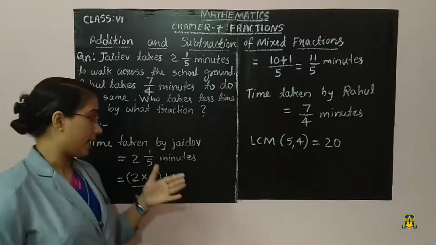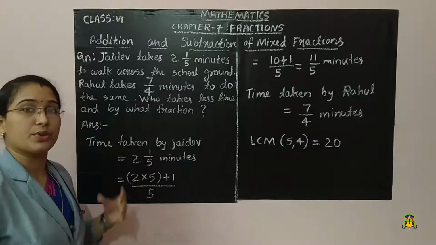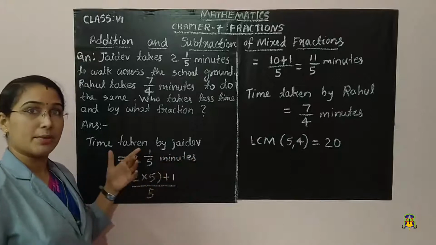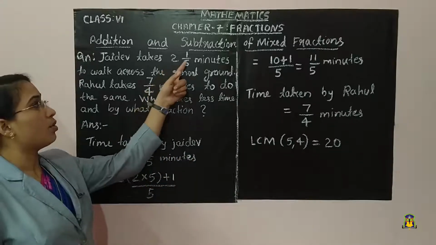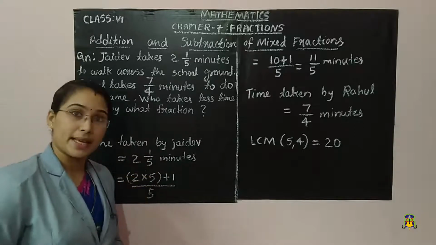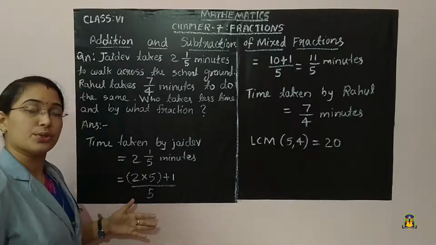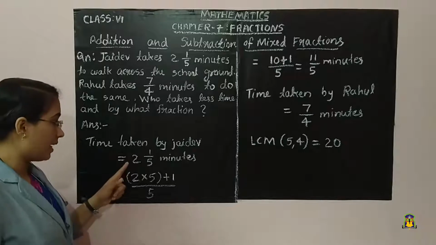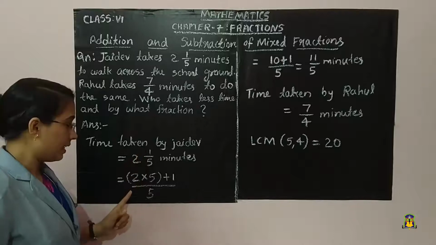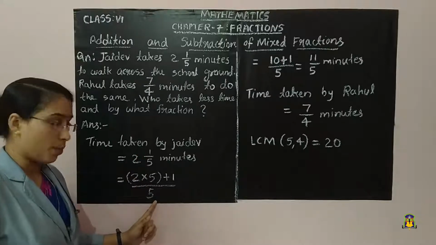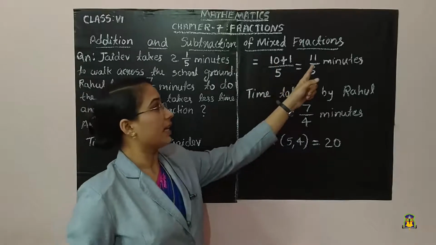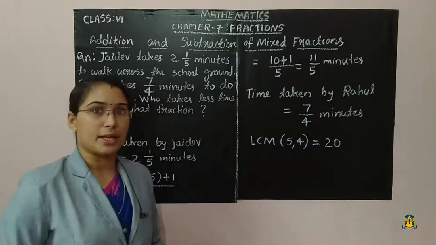For that, we can write the given things. We want to write the steps. Time taken by Jaydev. How much time taken by Jaydev? That is 1 by 5 minutes. And this is in the form of mixed fraction. We can convert it into improper fraction. For that, whole number into denominator plus numerator, then divided by denominator. Then we will get the answer 10 plus 1 by 5, that is 11 by 5 minutes.